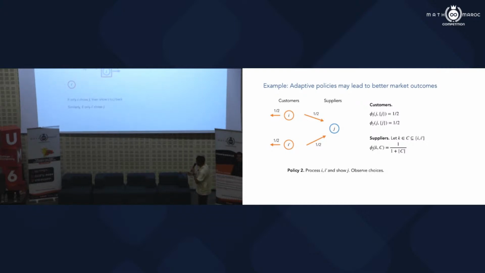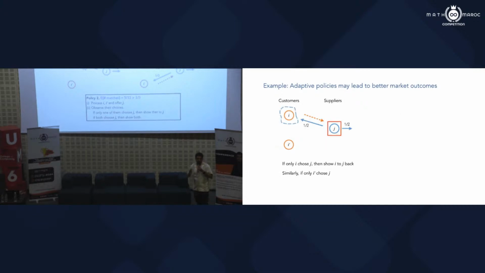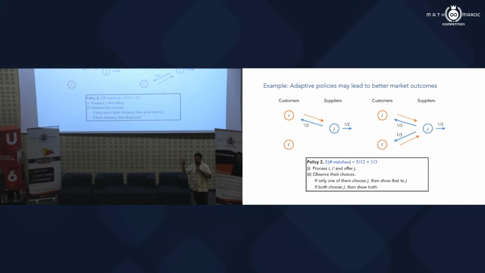Actually, if you do the math here, you're going to find that the expected number of matches in the second policy, where I'm adaptive, is 5/12, which is strictly greater than 1/3. I might have lost you through the details of this example, but the idea that I wanted to convey here is that adaptive algorithms do better than static algorithms. And that's what we showed in this example.